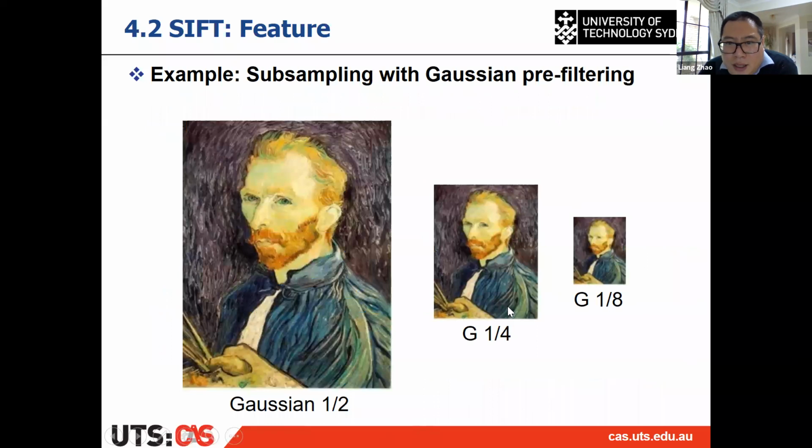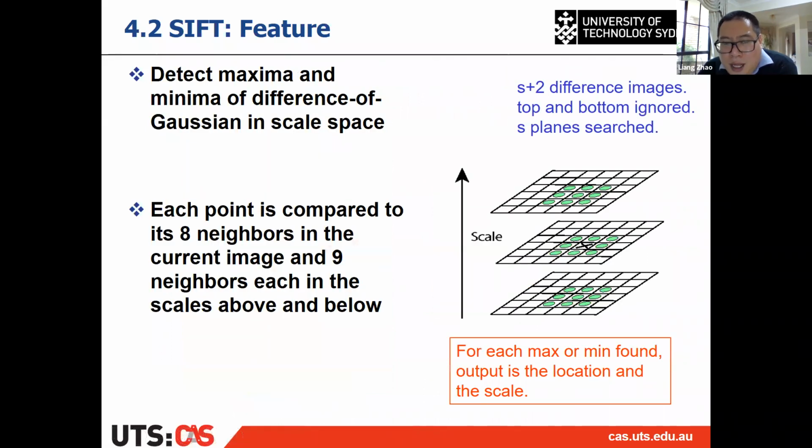All right, and after you get the Gaussian pyramid, for each point on a specific level of the Gaussian pyramid image, it is compared with the 8 surrounding neighbors, and also with the 9 neighbors on both the upper level of the image and the lower level of the image.